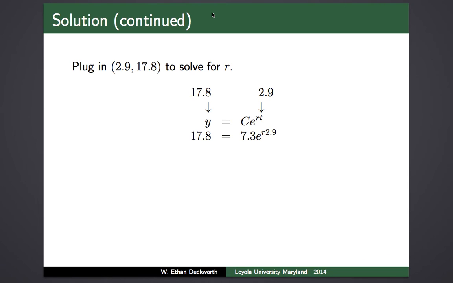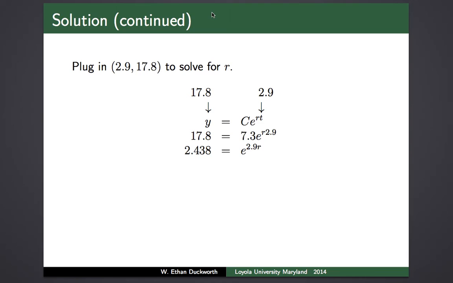Let's start by moving some of the numbers to the other side. Let's move the 7.3 to the other side of the equation. So I'll divide both sides by 7.3. And I'm going to go ahead and simplify that number on the left. Divide by 7.3, enter it in your calculator, get 2.438 on the left, and just e to the 2.9r on the right.